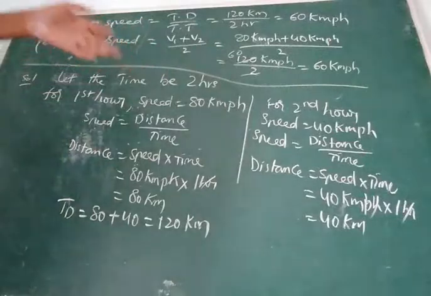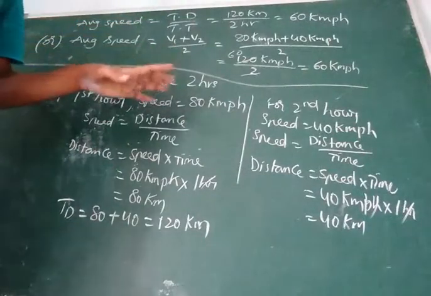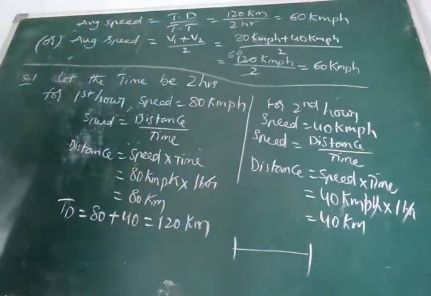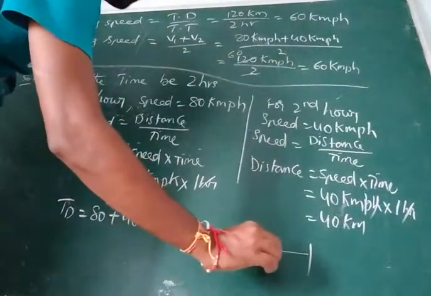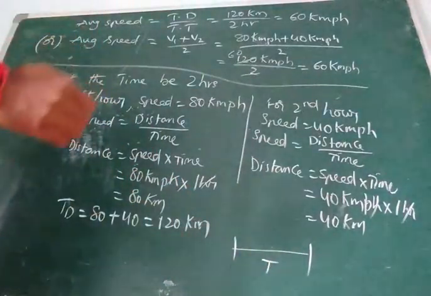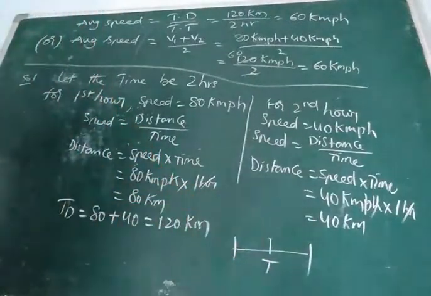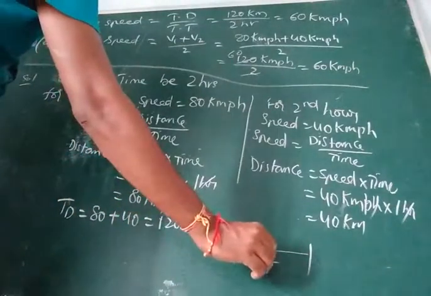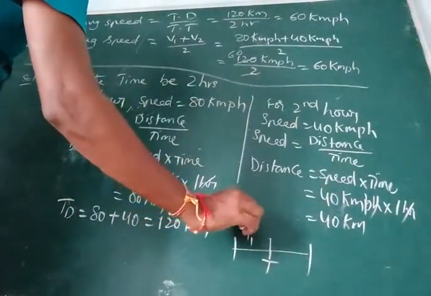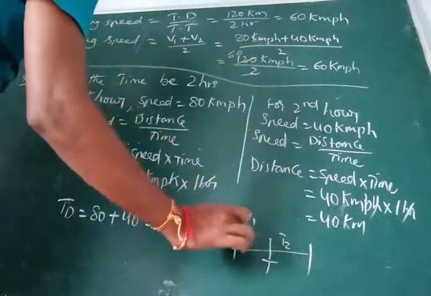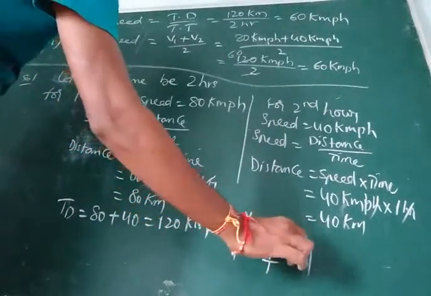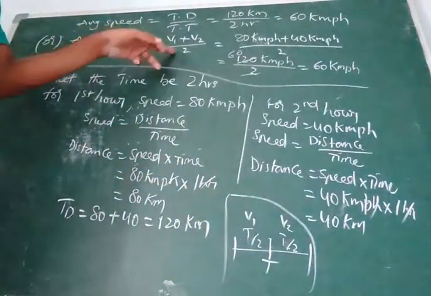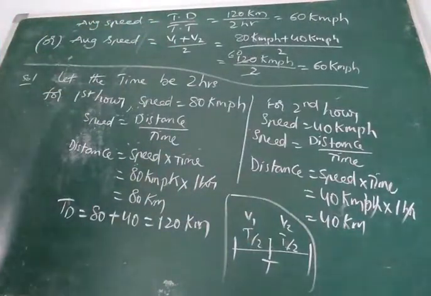This is applicable only for this case. The case is, if a body covers, with total time t, the first half of the time with v1 speed and the next half of the time, t by 2, with v2 speed, then the formula applicable is v1 plus v2 by 2.